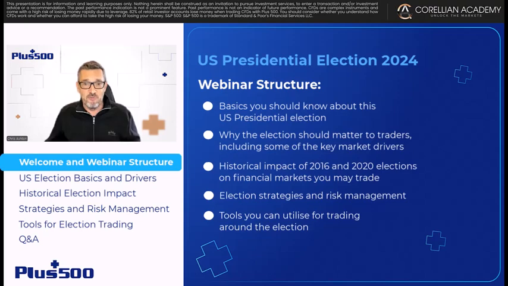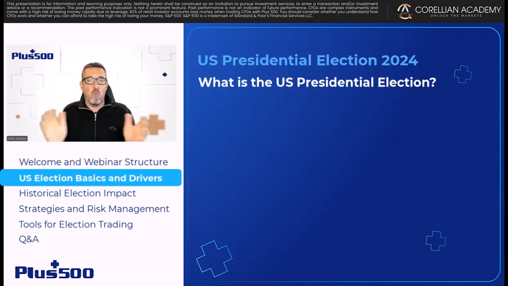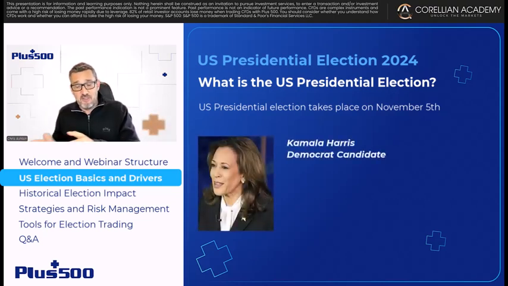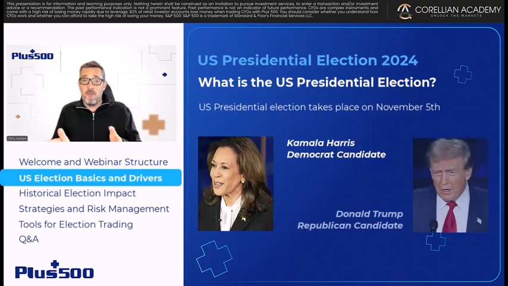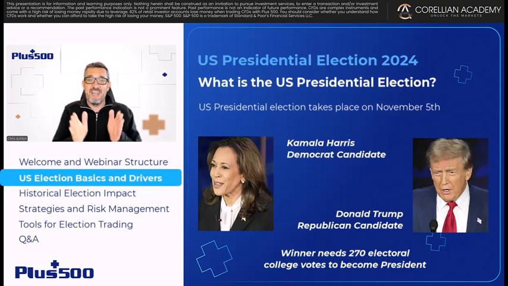Okay, let's move on. So what is the US presidential election and what's at stake? Let's do a quick run through. The US presidential election takes place on November the 5th, as I've just said. It's between Kamala Harris, the Democrat candidate, and Donald Trump, the Republican candidate. The winner needs 270 electoral college votes to become president.